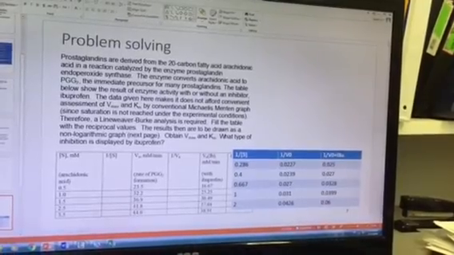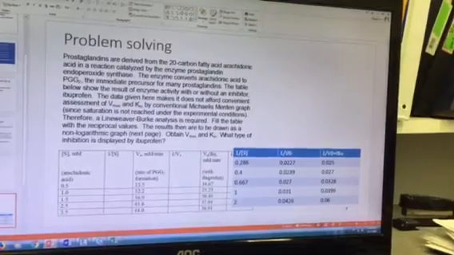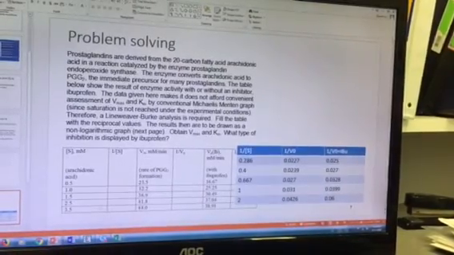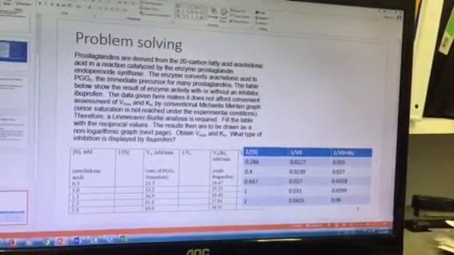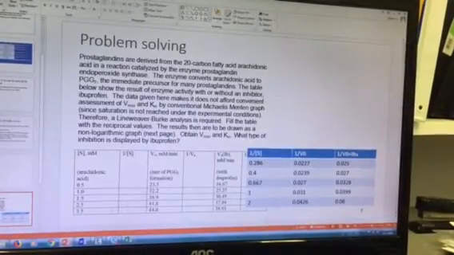Okay, so now we have a practice problem. We're going to determine the Vmax and the Km, but the main purpose of this problem is to determine the inhibition type, and we also have the introduction of an inhibitor. So this is our chart.